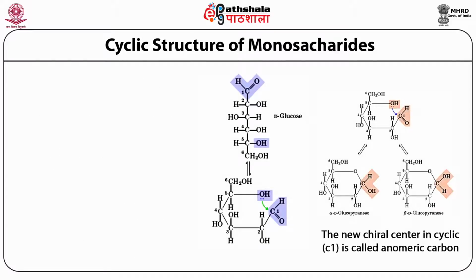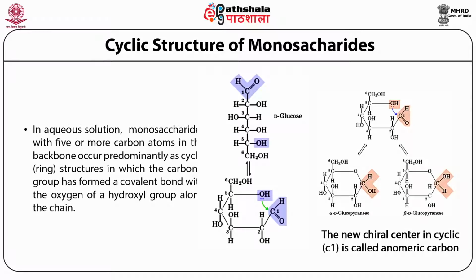Cyclic structure of monosaccharides. Monosaccharides have an open chain form or a cyclic form; two forms of structural information are available. In aqueous solution, monosaccharides with 5 or more carbon atoms in the backbone occur predominantly as cyclic or ring structures in which the carbonyl group has formed a covalent bond with the oxygen of a hydroxyl group along the chain. So it will form either a 5-membered ring or a 6-membered ring, depending upon the flexibility or number of hydroxyl groups available in the carbon chain.